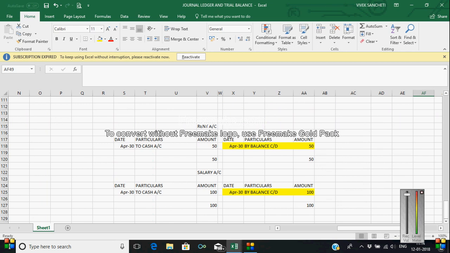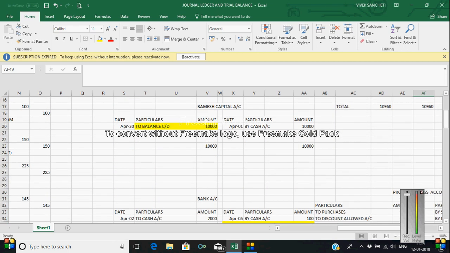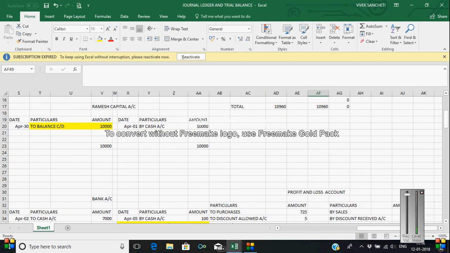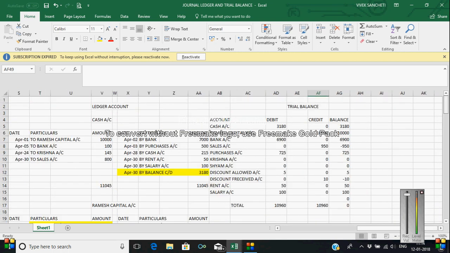Okay, out of these balances I have prepared this trial balance. Where is the trial balance? This is the trial balance. Fine. So you see 10,960, 10,960, it tallies. What does the trial balance denote? If the debit side is equal to the credit side, then almost all the entries are passed correctly. Debit minus credit should be 0. This is 0. Fine.